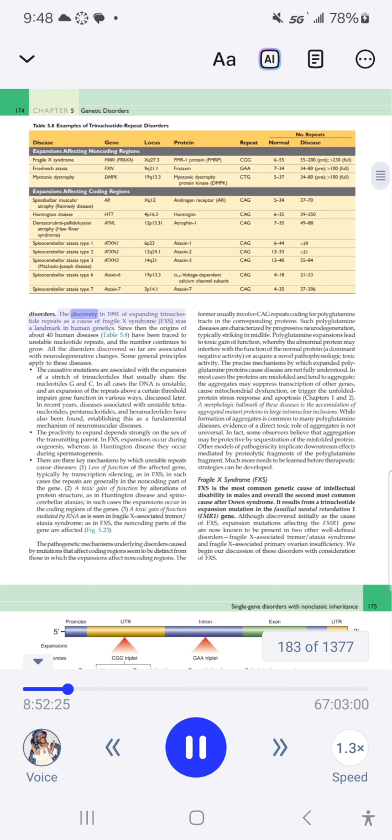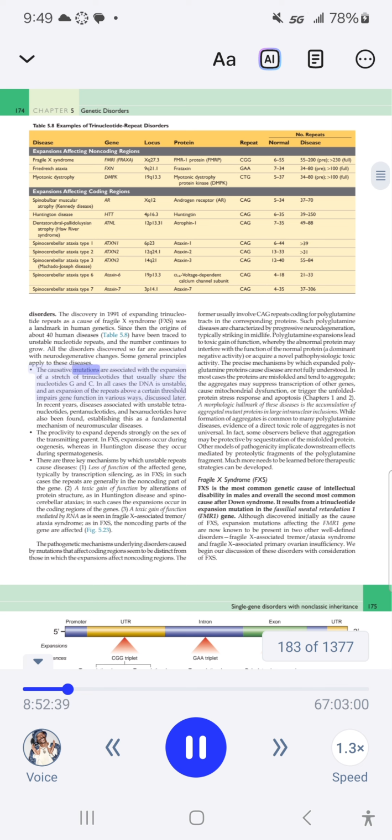The discovery in 1991 of expanding trinucleotide repeats as a cause of Fragile X syndrome, FXS, was a landmark in human genetics. Since then, the origins of about 40 human diseases, Table 5.8, have been traced to unstable nucleotide repeats, and the number continues to grow. All the disorders discovered so far are associated with neurodegenerative changes. Some general principles apply to these diseases.